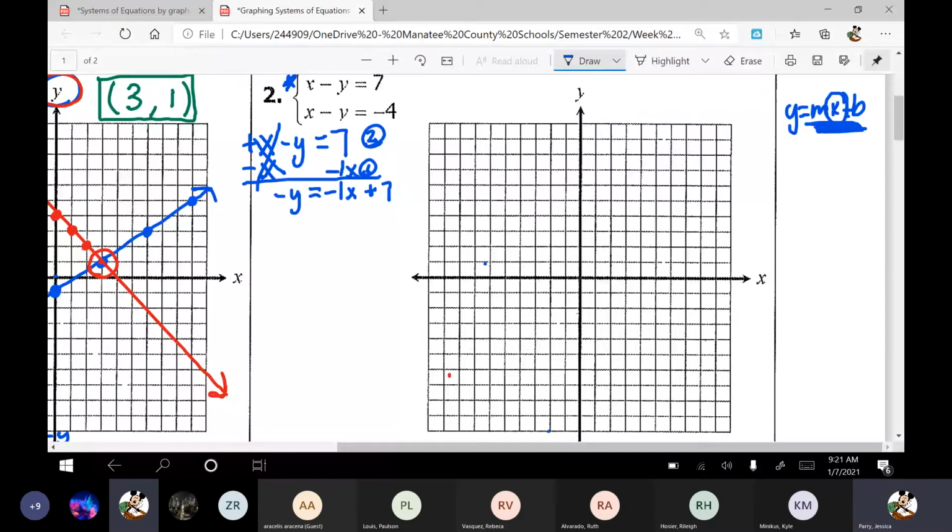Okay, it doesn't say y equals yet. It currently says negative y equals. So we need to get rid of that negative sign. And if it helps, you can put your invisible number there. We all know our invisible number is 1. So it's a negative 1y.